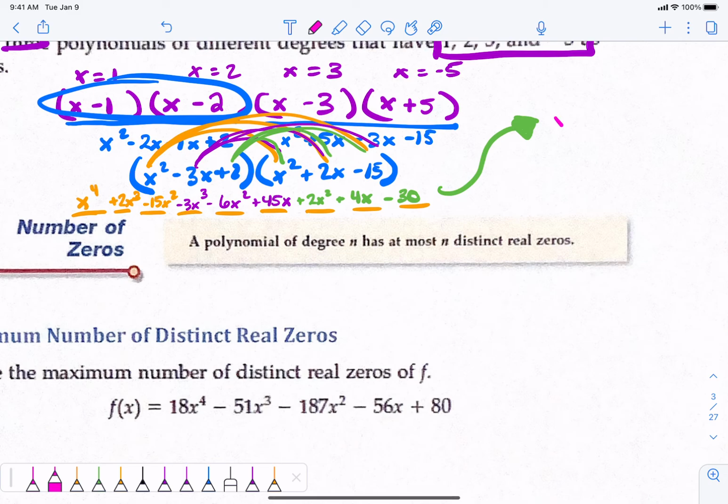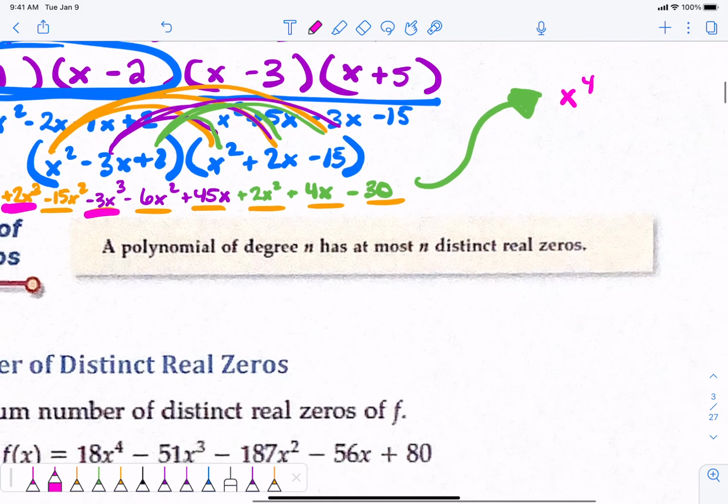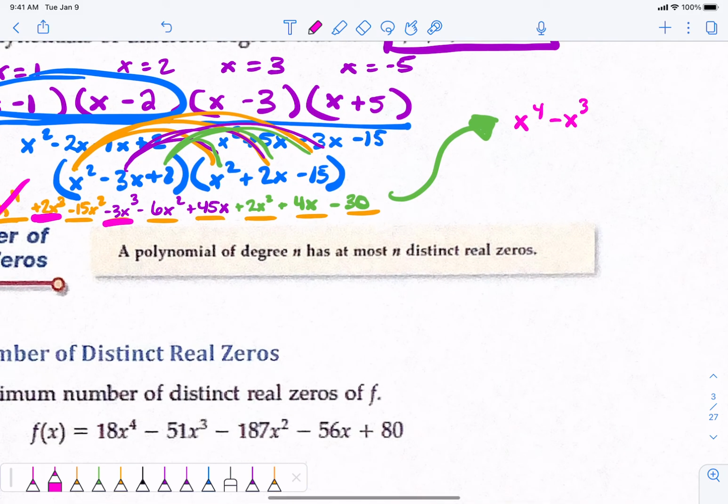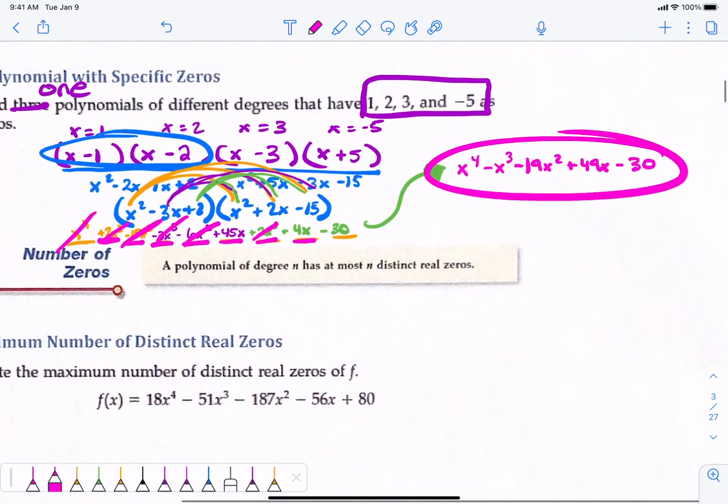All right, starting with x to the 4th. He's done. X to the 3rds, we have some that we can put together. We have 2x to the 3rd minus 3x to the 3rd, negative x to the 3rd. Okay, he's done. We have a bunch of x squared, so negative 15 minus 6 plus 2, negative 19x squared. And 45x and 4x is 49x. And then, last thing, minus 30. There's my polynomial that has all of those as zeros.